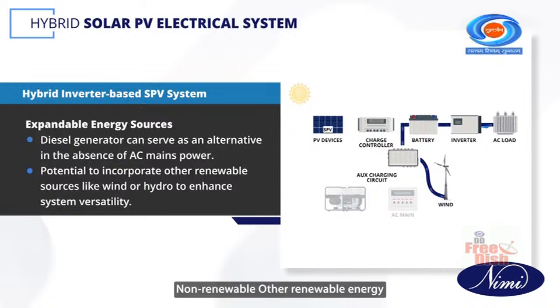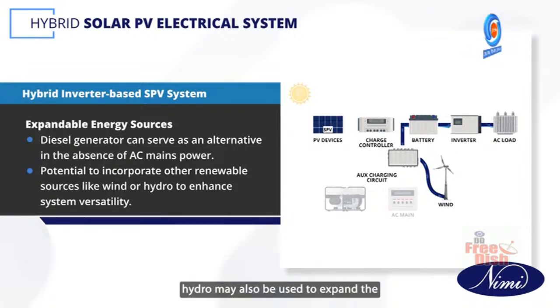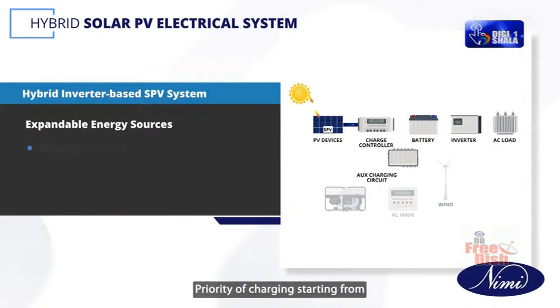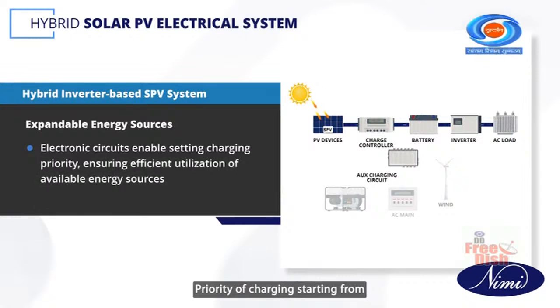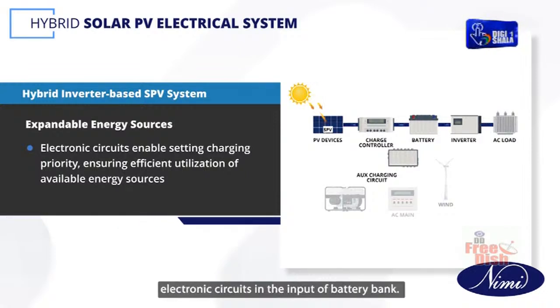Other renewable energy sources such as wind or hydro may also be used to expand the scope of hybrid SPV systems. Priority of charging, starting from 1 to solar energy, followed by other sources, can be set by including electronic circuits in the input of the battery bank.